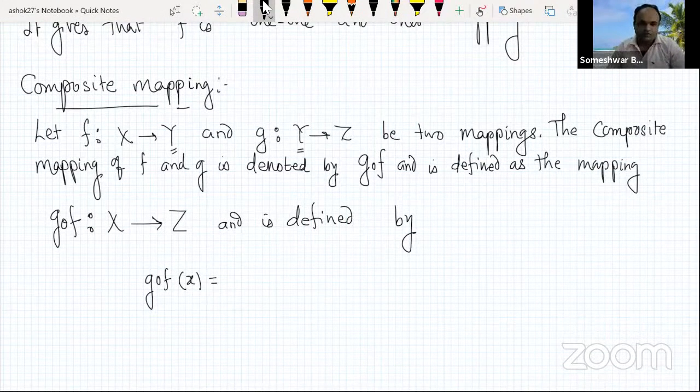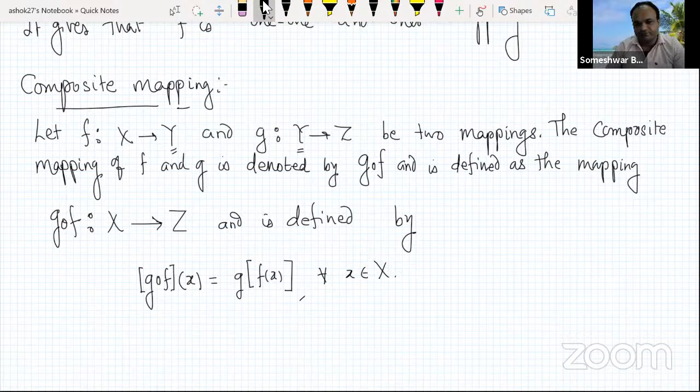So G of F is a mapping, so you can write it in square brackets. This single mapping G of F is the third mapping; first mapping is F, second mapping is G. So the third mapping G of F is the composition of F and G. It is defined by G in the square bracket of Fx, so G of Fx, and it is true for all x belongs to X. So this is the definition of composite mapping.